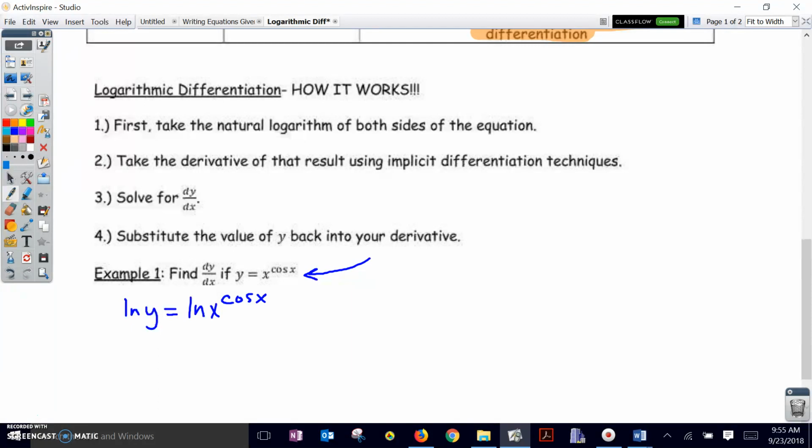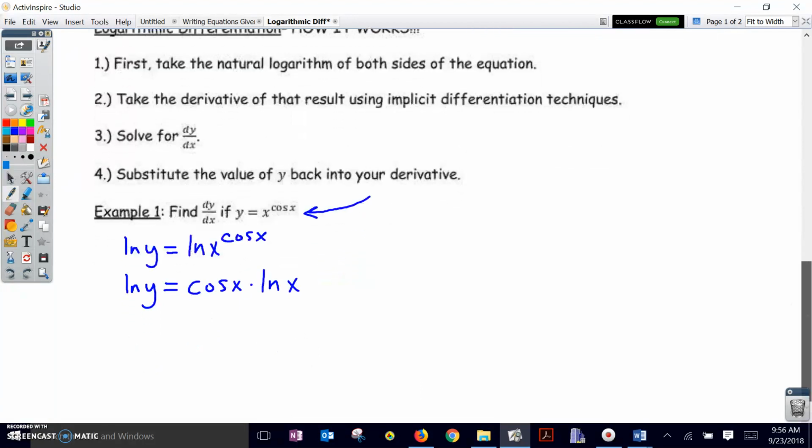And because of natural logarithm properties, I can convert this over into natural log of y equals cosine of x times the natural logarithm of x. So that's the beginning of my logarithmic differentiation. Then I'm just going to take the derivative of this result using implicit differentiation. The derivative of the natural log of y is 1 over y times the derivative of y. And on the right-hand side, I'll use the product rule. We've got cosine times the derivative of the natural log plus the natural log times the derivative of cosine.